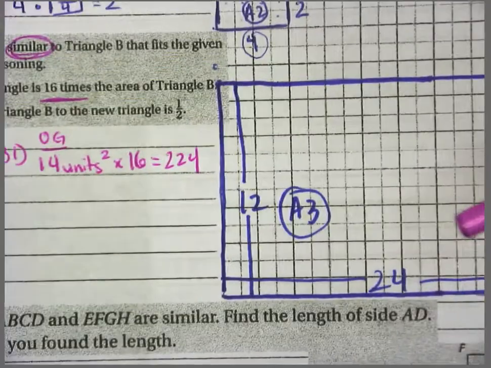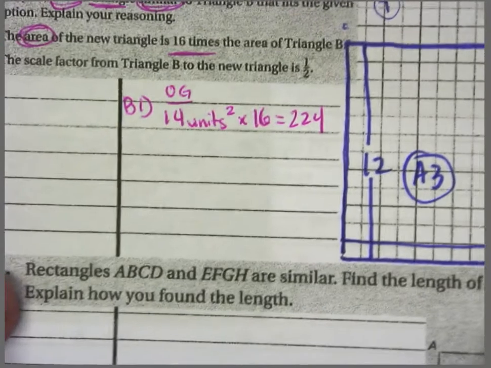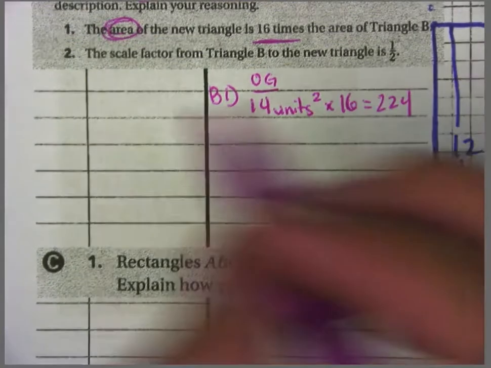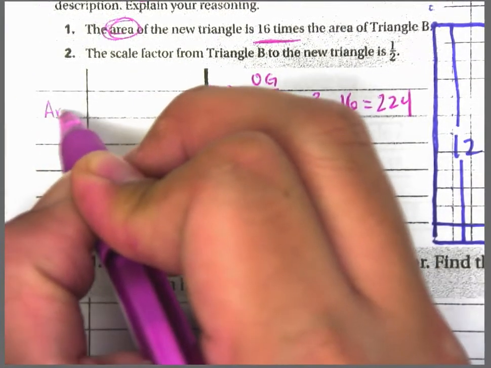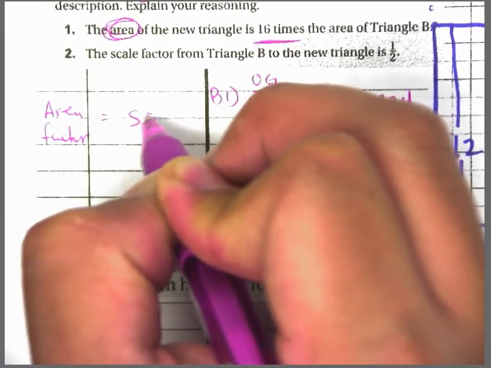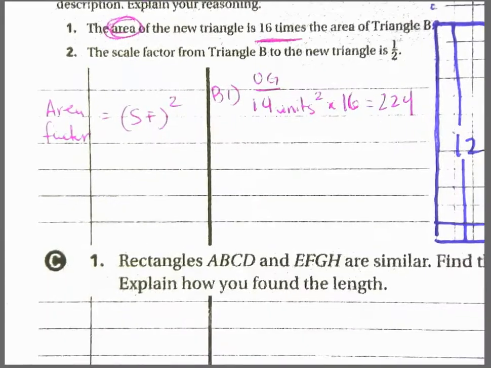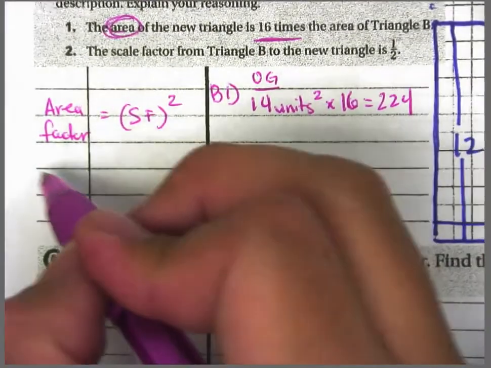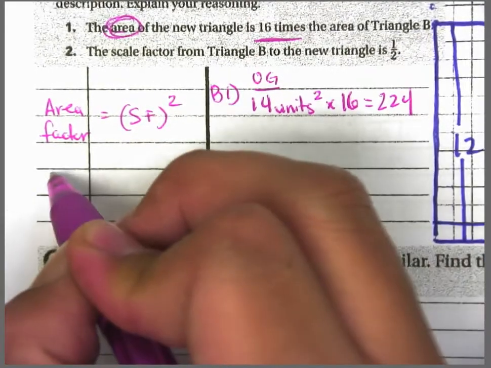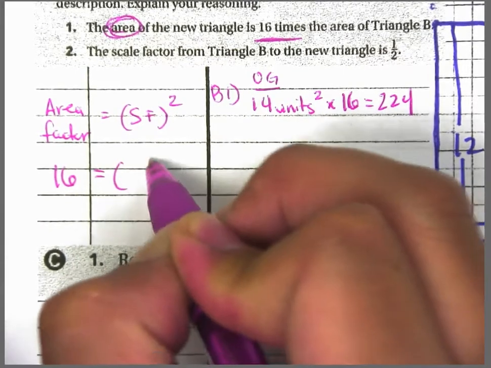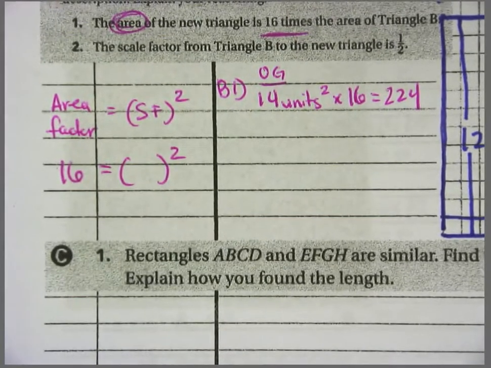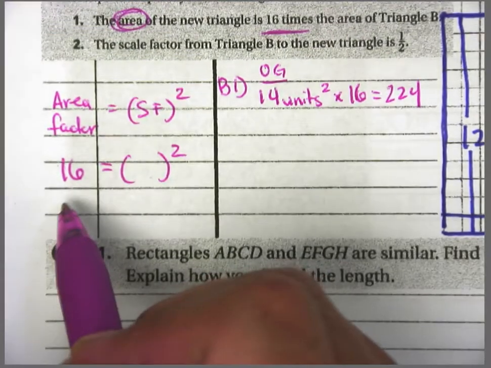So in your notes previously, we talked about the area factor. So I can put this over here as a reminder. Area factor is equal to scale factor squared. Now, I know that my area factor is going to be 16 times. I know that this number should be 16, and that's going to be my scale factor squared. Well, what number squared will give me 16?